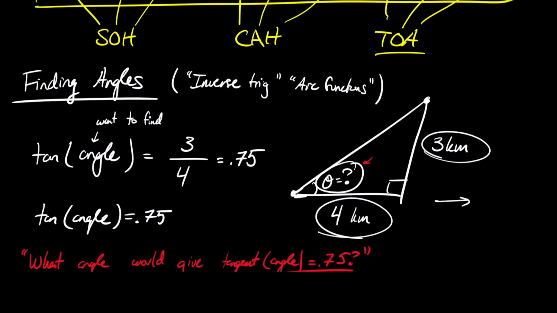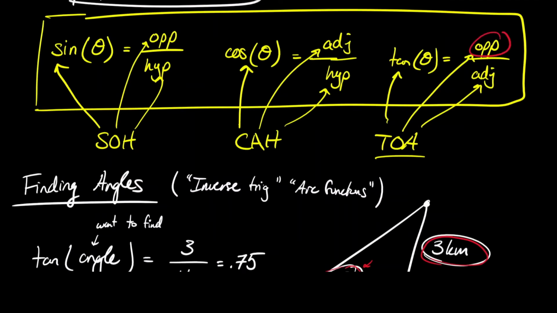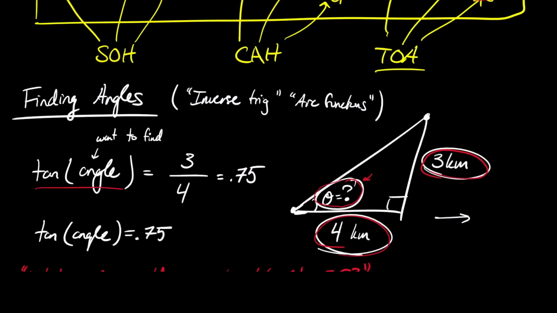Now again, just a recap of how we got there. We knew we were hunting for this angle, but we didn't know what it was. However, we knew we had the opposite side to the angle, and we also had the adjacent side to the angle. So we looked here and said, hey, tangent has opposite and adjacent. I wonder if we can use this equation. So we wrote it out. Tangent of our angle was our opposite side of 3 divided by our adjacent side of 4, which just equals 0.75 when you simplify 3/4.